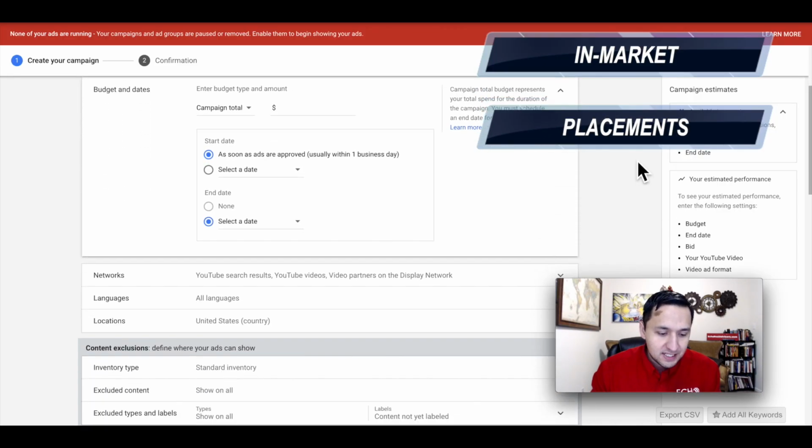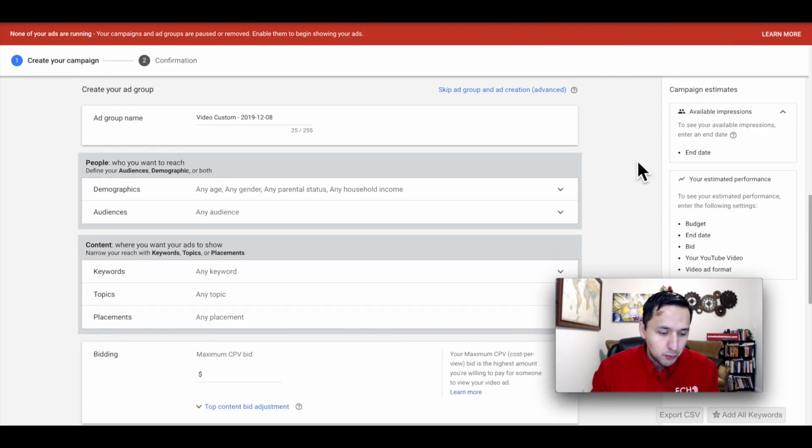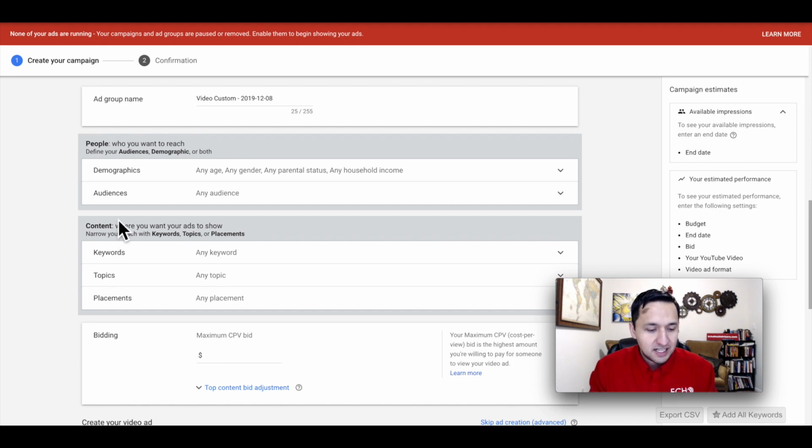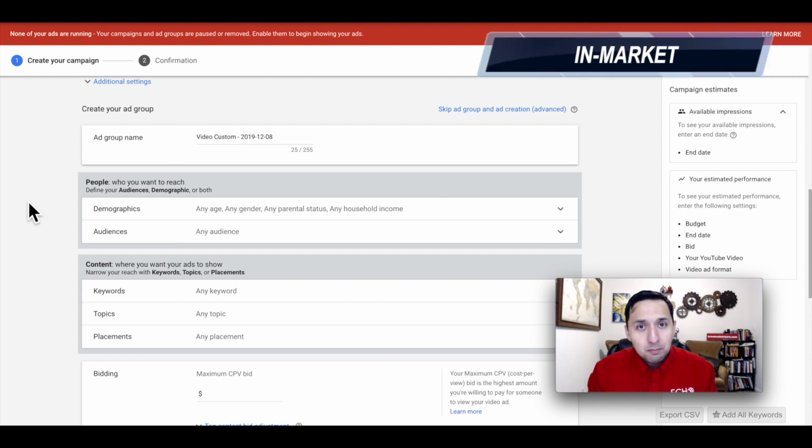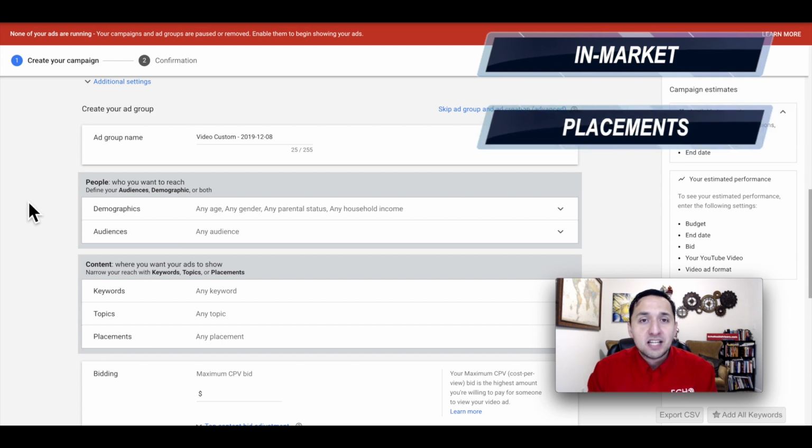For our purposes, I wanted to get to the people and content aspect of this. So I wanted to illustrate how you can get in front of the home buyers and home sellers in their time of need in two different ways. The first one being in market, and then the other one being based off of placements. So let's look at two key distinctions.